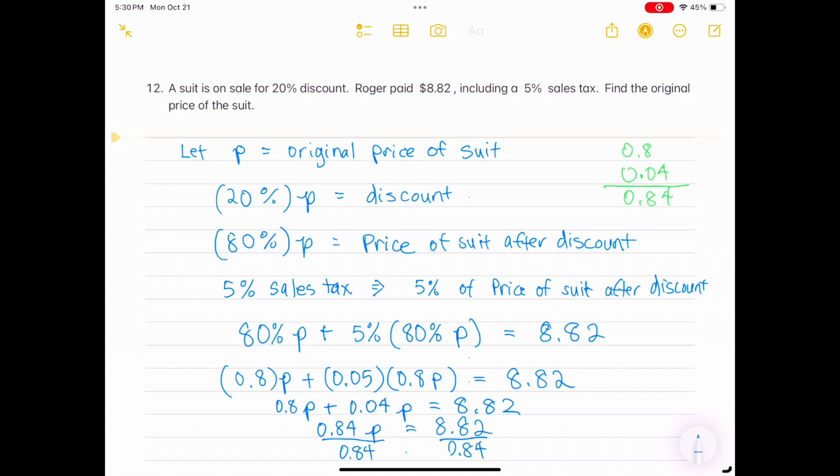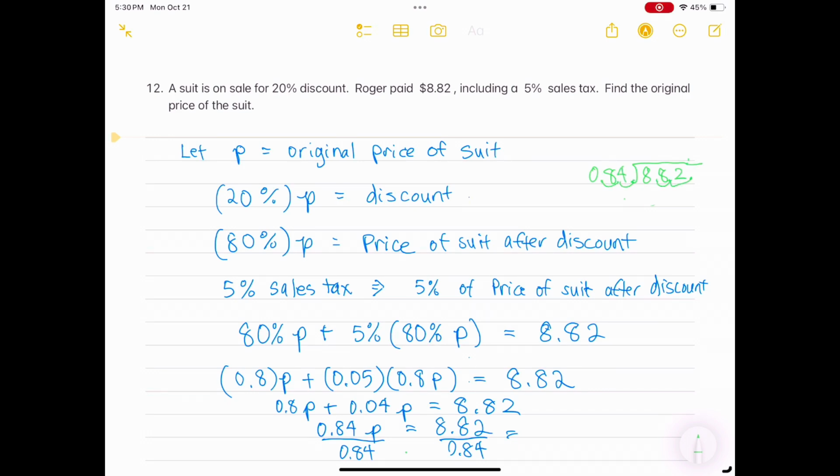Gives me 0.84p on the left-hand side of the equation equals 8.82 on the right-hand side. I isolate p by dividing both sides of the equation by 0.84.